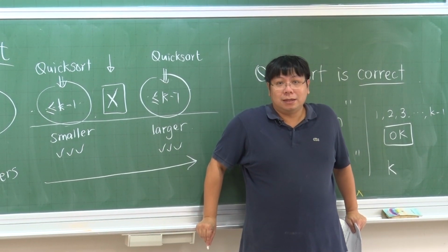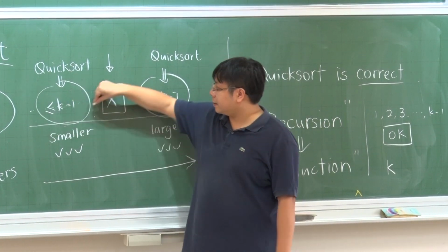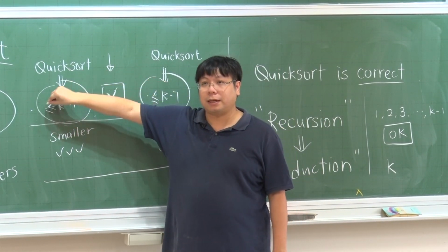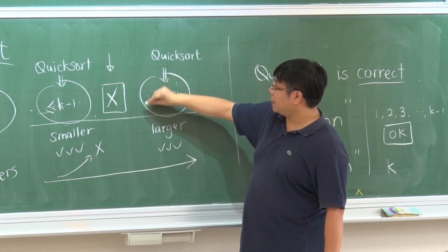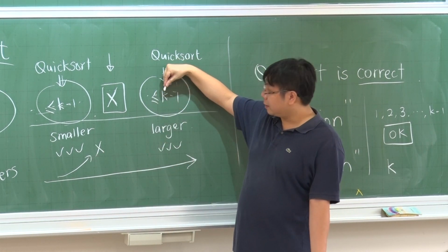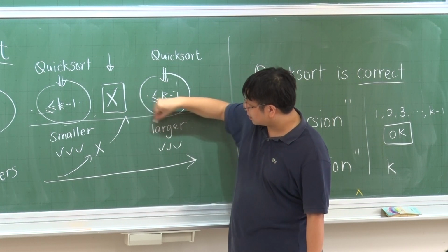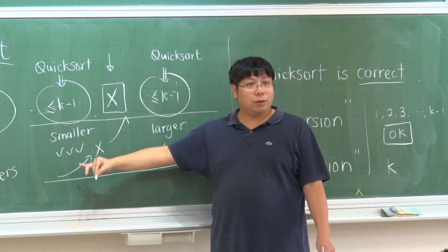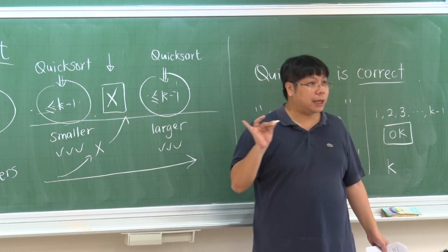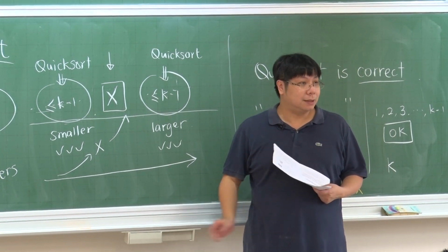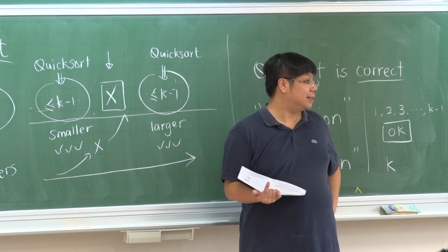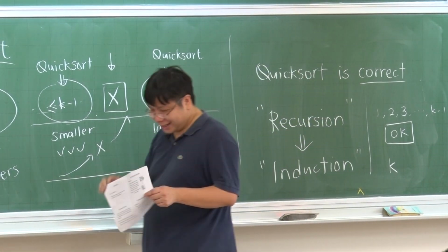Is that okay? Because all the numbers here are less than x, they should be put before x, and they are sorted, so it is increasing, and then you have x. All the numbers here are larger than x, and they are sorted, so it is further increasing like this. So that means all the k numbers will then be sorted. And that's why quicksort is correct. Is that okay? Good.